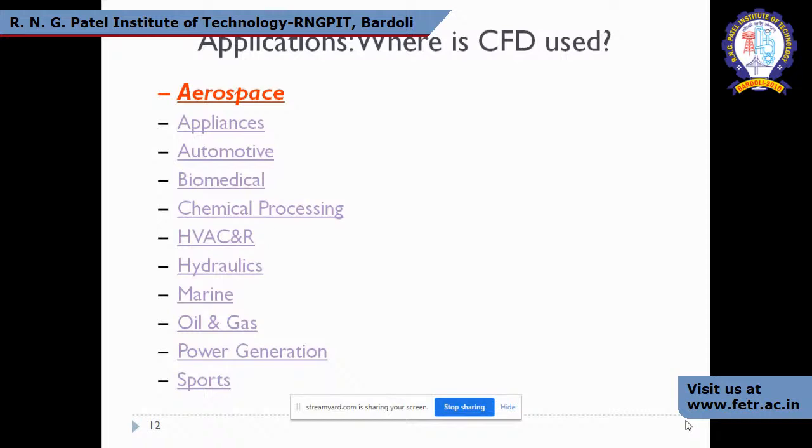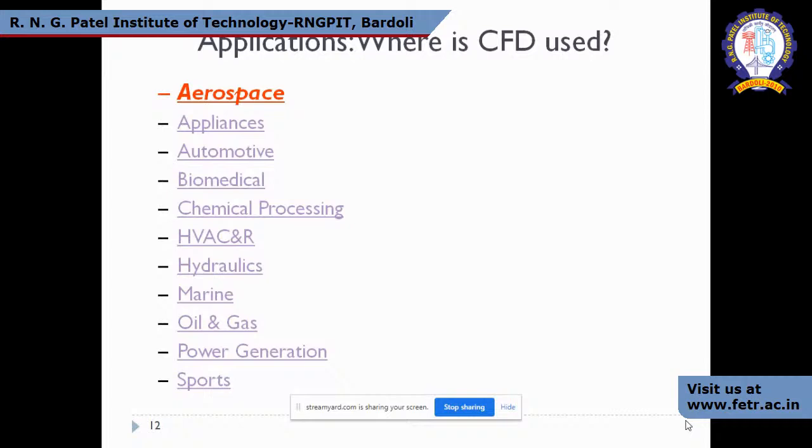Nowadays, biomedicals are one of the biggest users of computational fluid dynamics. Then chemical processing, all kinds of chemical plants try to use CFD. Then HVAC and refrigeration systems. We have a number of heat exchangers, evaporators, fans, blowers, compressors, all kinds of applications included in HVAC. Hydraulics. We have a number of hydraulics applications, mainly in manufacturing industries and marine applications. In marine applications, we have submarines, boats, ships, then underwater vehicles, the flow of rivers, or even the flow of the sea.